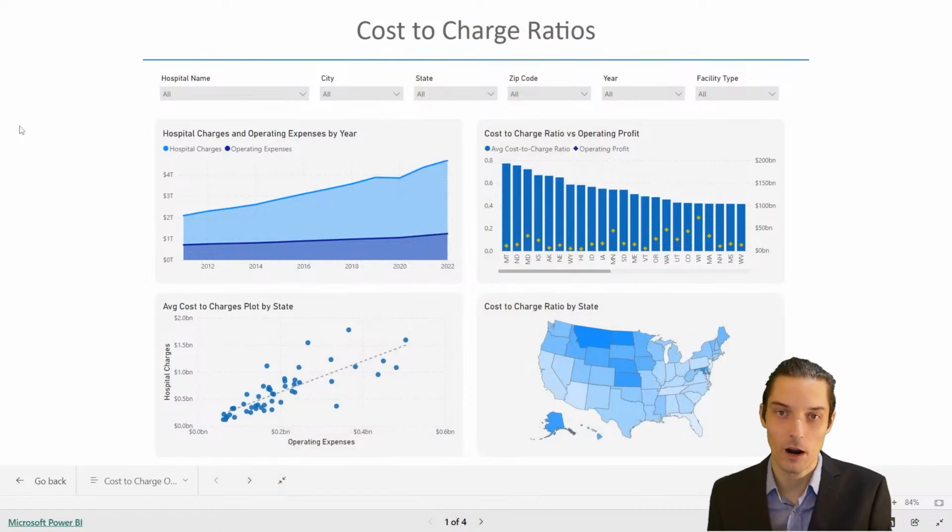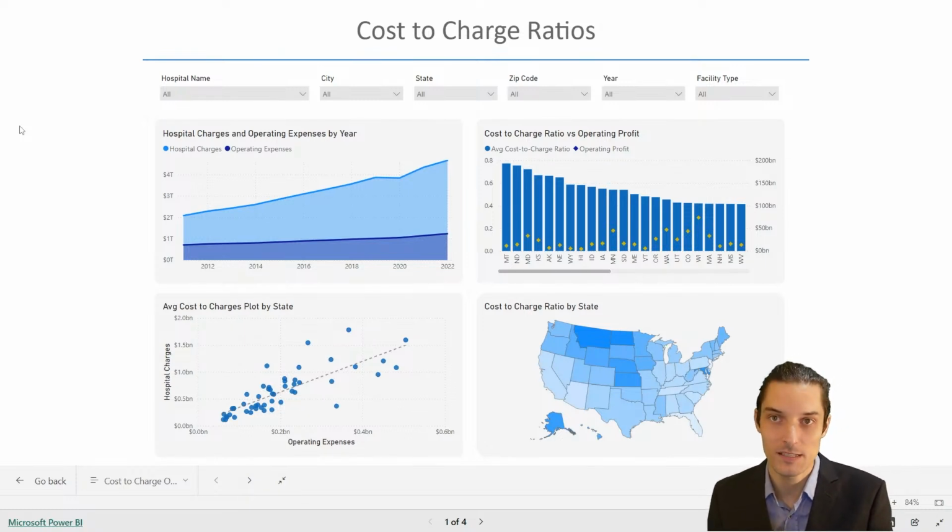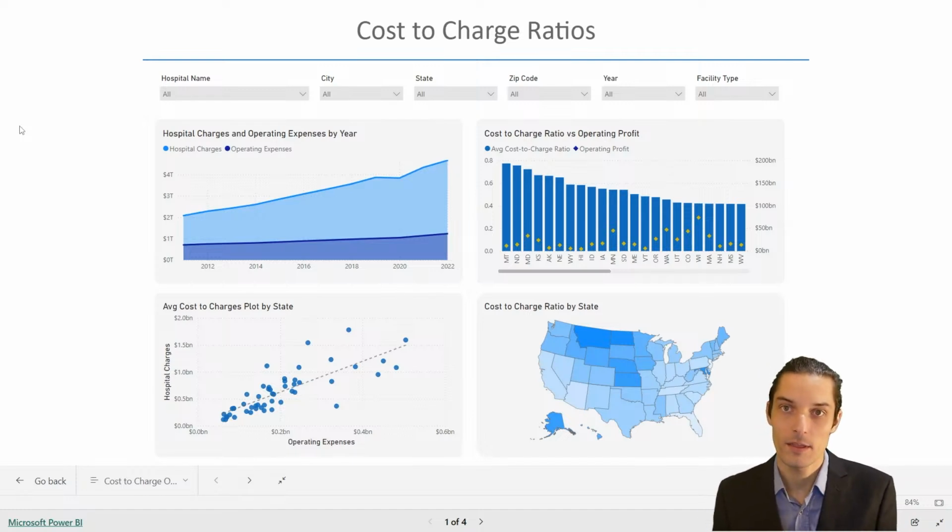Cost to charge ratios are interesting in the fact that they provide an overall understanding of healthcare and a specific hospital or clinic or system. And so the costs in this case are operating costs. So these are the operating costs that a healthcare organization incurs in order to provide a service, procedure, or anything else.